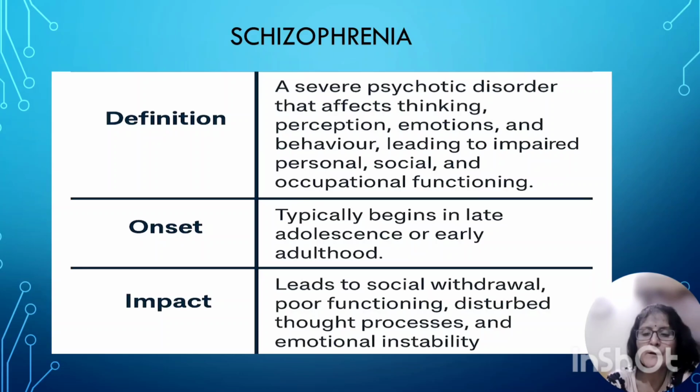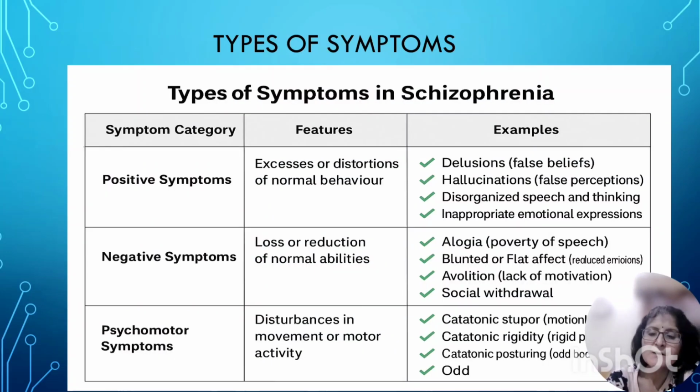Let's proceed further. As a student of class 12, you need to learn the symptoms very nicely, as this question is there in your papers. You have to discuss the symptoms of schizophrenia. So symptoms, they are basically of three types: positive symptoms, negative symptoms, and psychomotor symptoms.